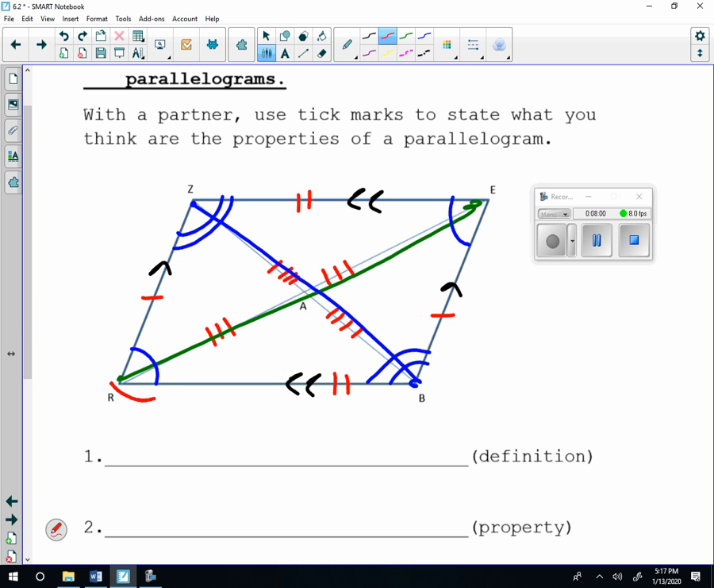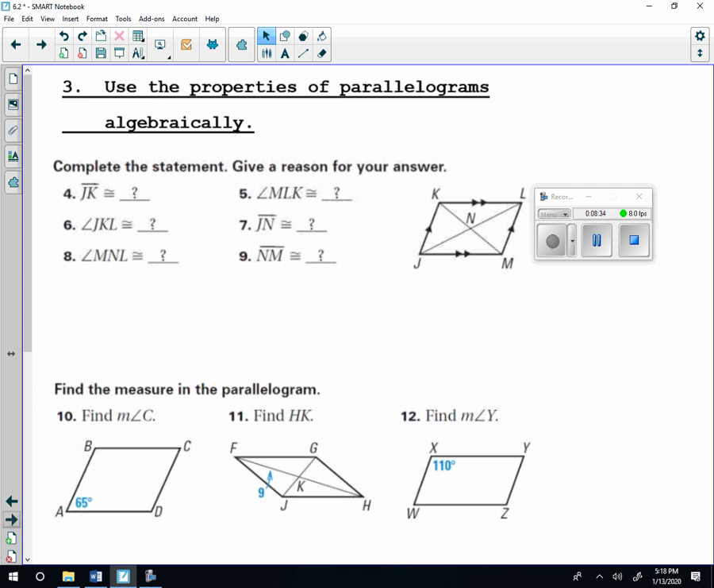So if we can show that any two consecutive angles, that angle plus that angle, equal 180 degrees, or this angle plus this angle equaling 180 degrees, or this angle plus this angle equaling 180 degrees, or this angle plus this angle equaling 180 degrees. If we can show any two consecutive angles supplementary, then we have a parallelogram there.